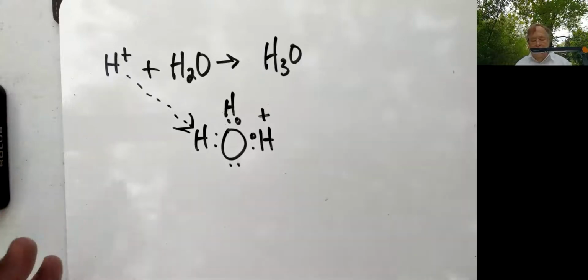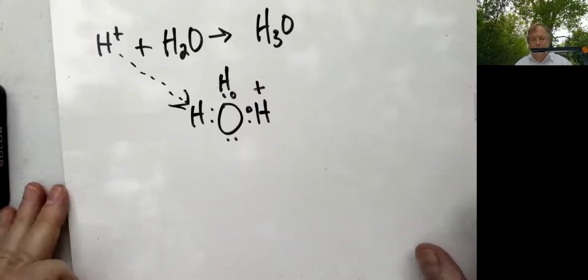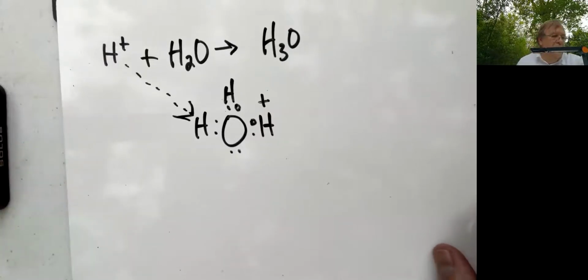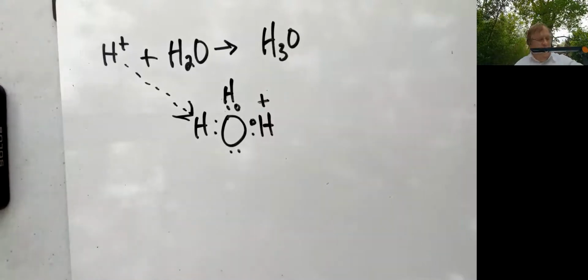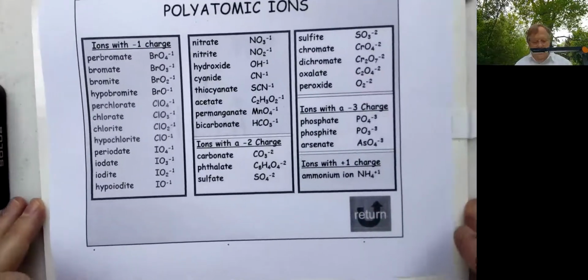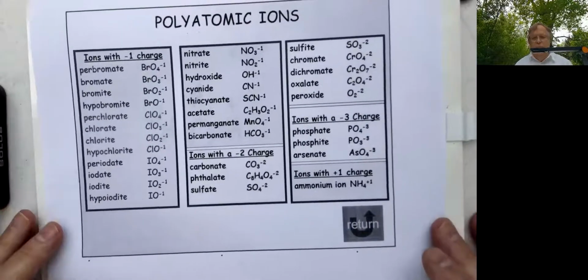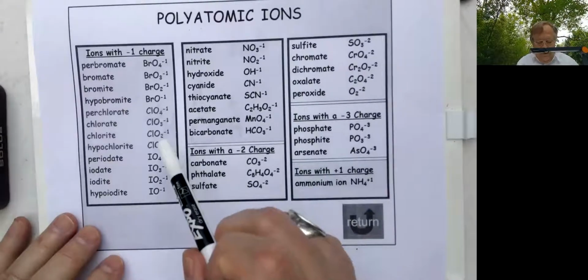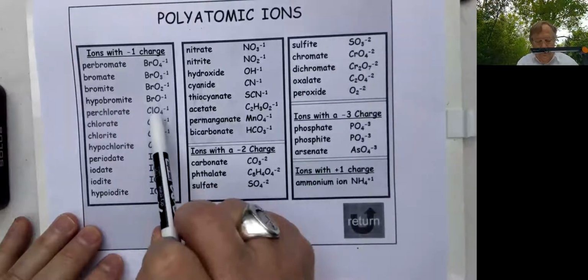So this is a positive polyatomic ion. And there are other polyatomic ions. There are many of them, as a matter of fact. And I have this that I ran off from the internet. Hopefully it's okay to do this. But here's a list, a really nice list of common polyatomic ions. And there is the one we just looked at.